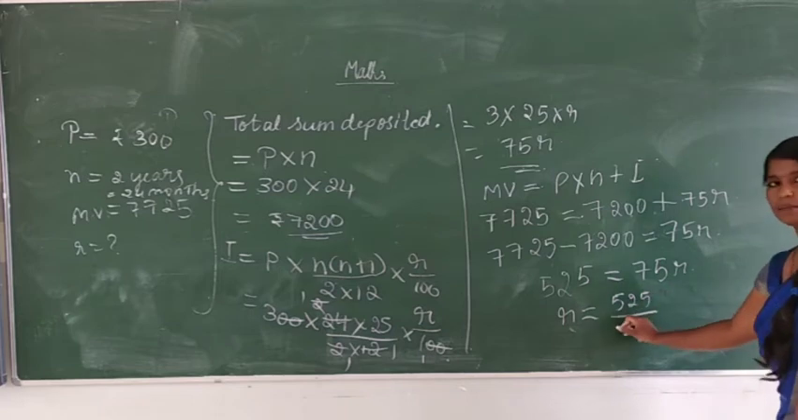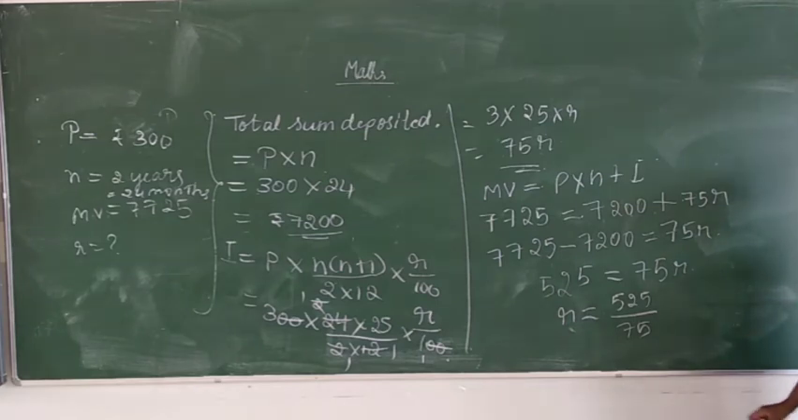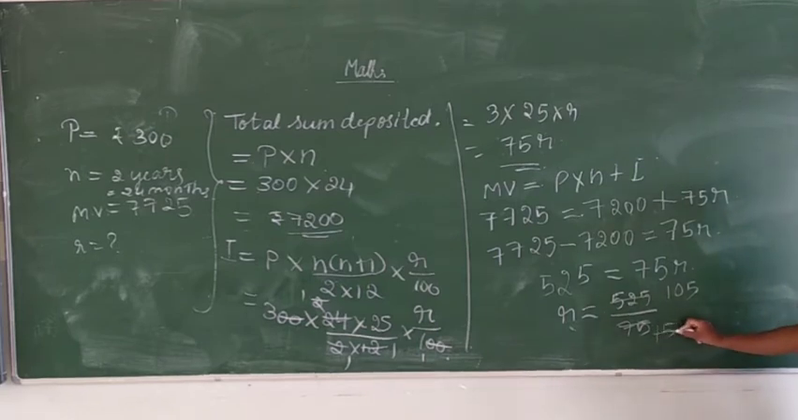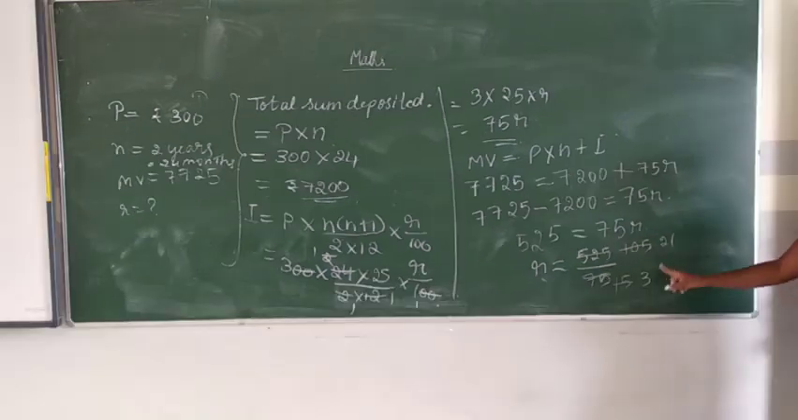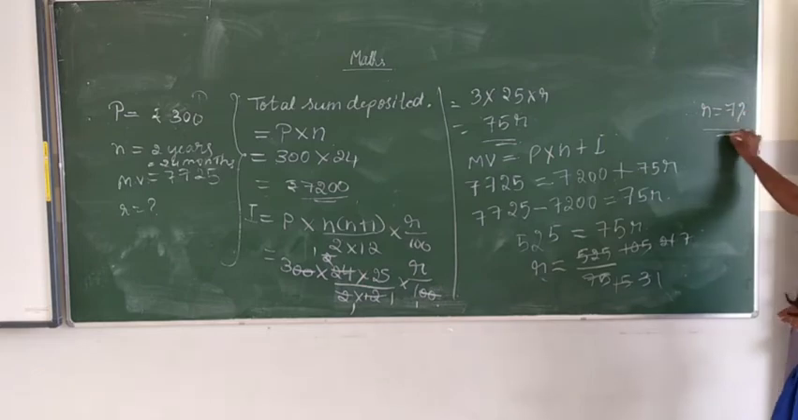525 divided by 75. Since both numbers end in 5, we cancel them by 5. 5 ones are 5, 5 fives are 25. Now we have to consider two digits, 25. 5 fives are 25. Again, we can divide these by 5. 5 threes are 15, 5 twos are 10, 5 ones are 5. Then we can divide by 3. 3 ones are 3, 7 ones are 7. Therefore, R is equal to 7%.